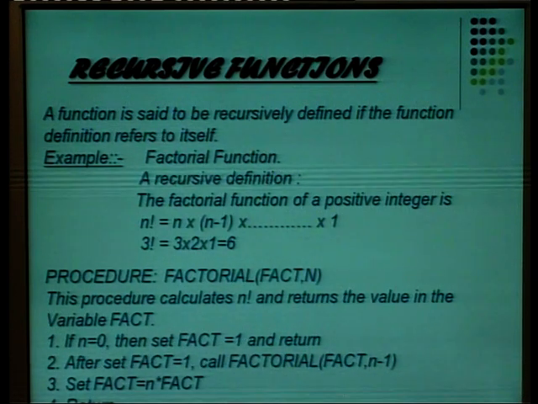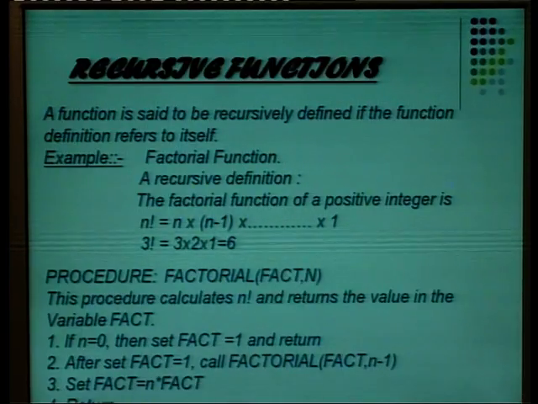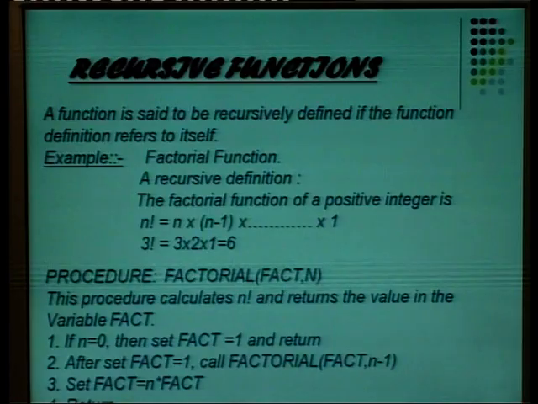Procedure factorial, FACT(n). This procedure calculates n factorial and returns the value in the variable FACT. If n is equal to 0, then set FACT equal to 1 and return.